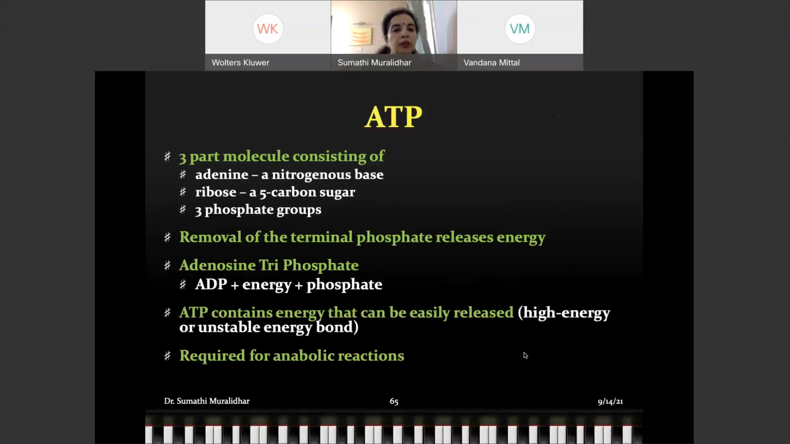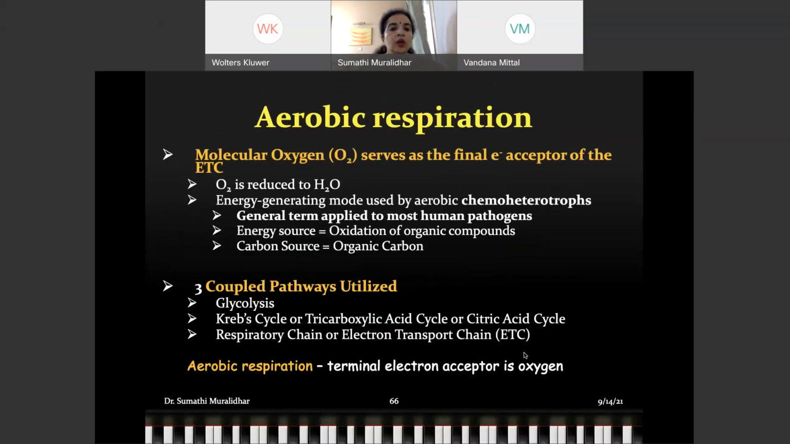So ATP is adenine with the ribose sugar and 3 phosphate groups. That's why you call it triphosphate. And when you remove the terminal phosphate, it becomes ADP, that is diphosphate, and energy is released. So ATP contains the energy that can be easily released, and it is required for all the anabolic reactions. And aerobic respiration, as I told you here, oxygen is utilized and maximum energy is provided by this method.